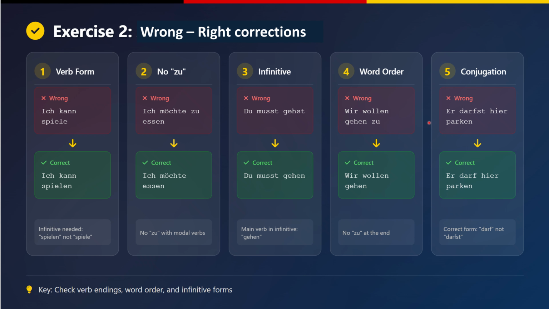Fifth example, Er darfst hier parken is wrong and the correct sentence would be Er darf hier parken. The main rule is always modal verb in position 2 plus main verb in infinitive at the end. No extra conjugation or zu on the second verb.